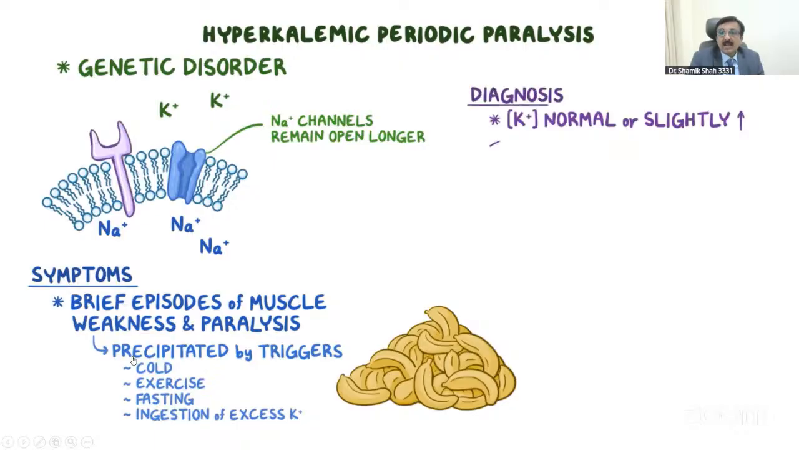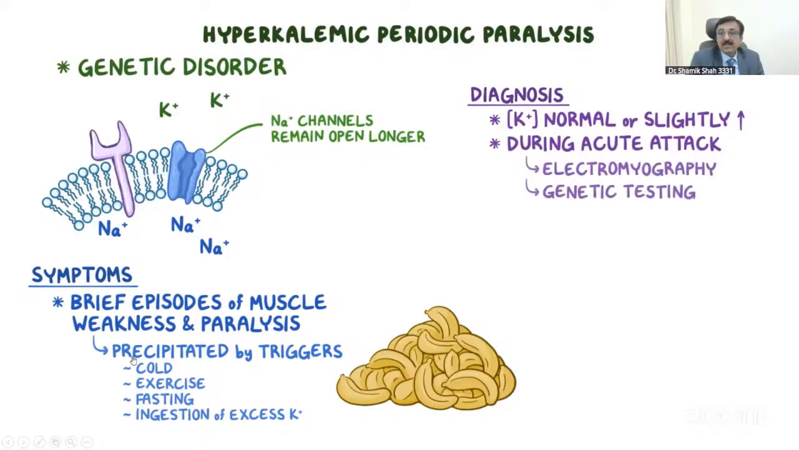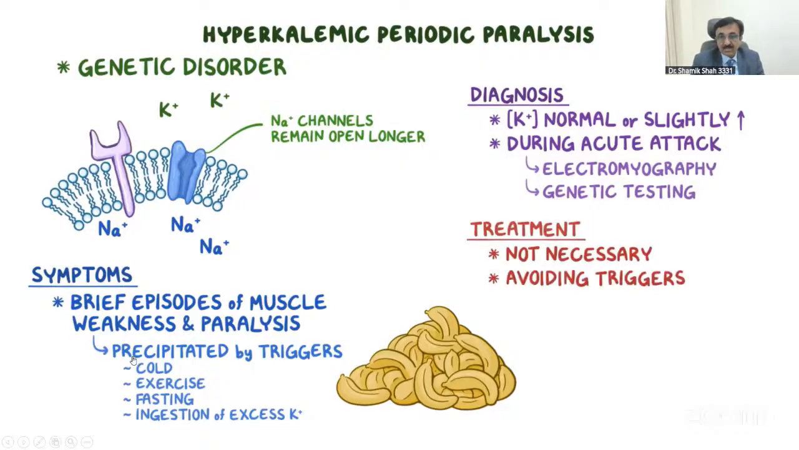Potassium is normal or slightly elevated, but during an acute episode, we can do an EMG or genetic testing to help confirm the diagnosis of hyperkalemic periodic paralysis. Treatment is usually not necessary because the episode is short lasting, but we of course have to prevent the triggers.